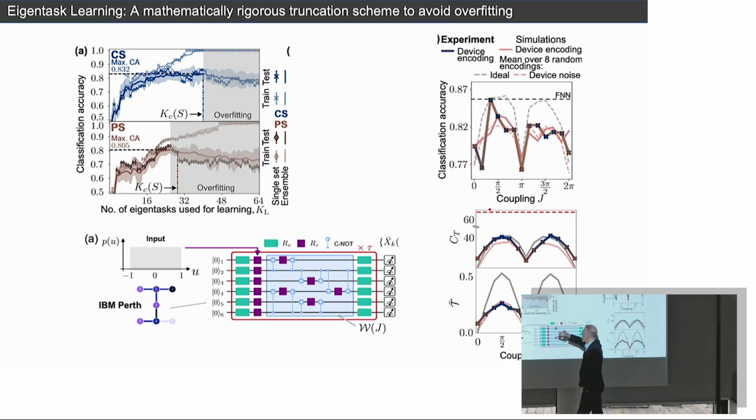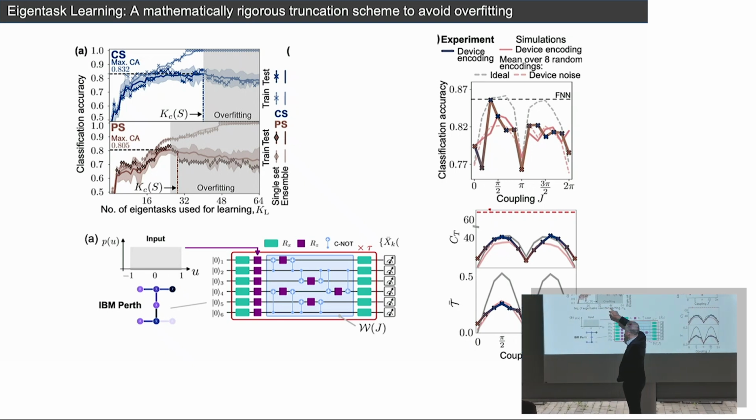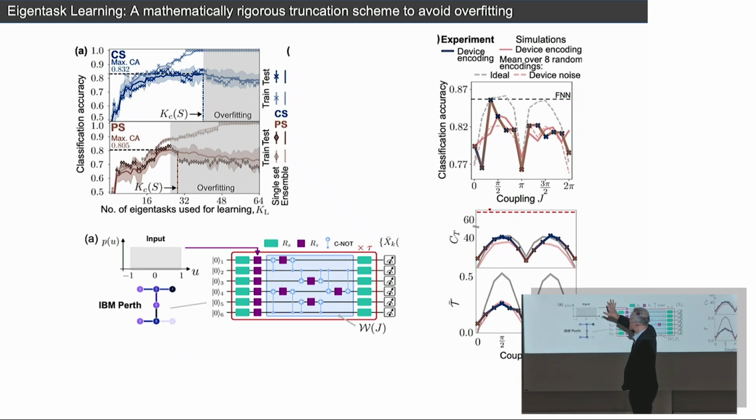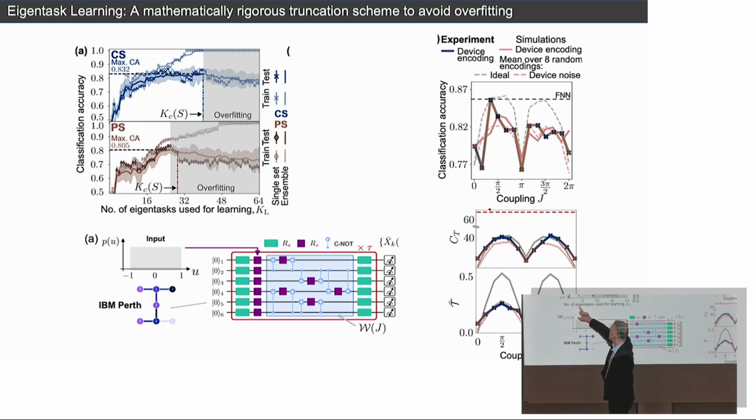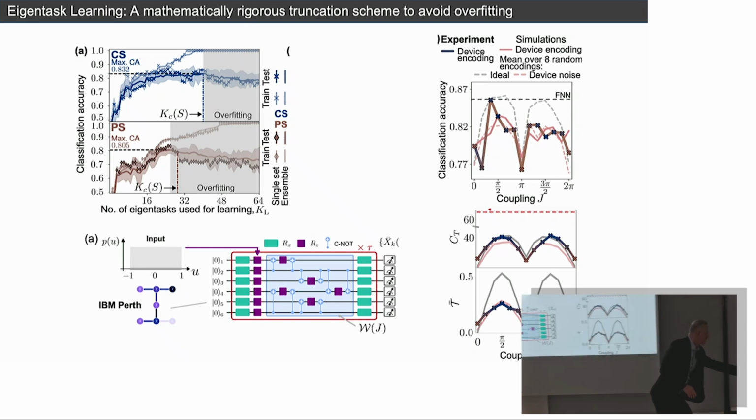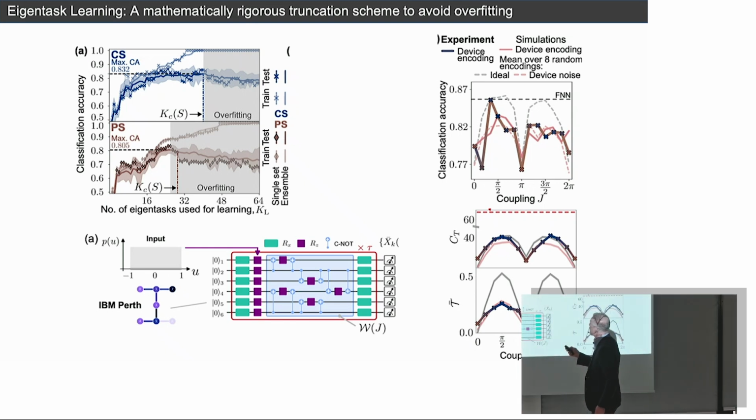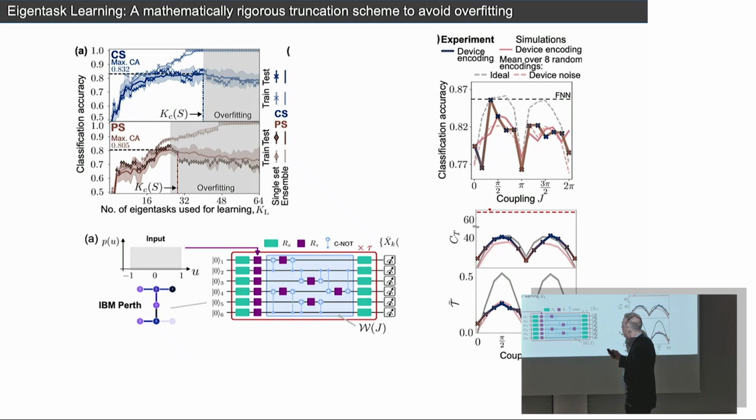And indeed, I'm plotting here the classification accuracy in a certain machine learning task, which is a toy task, as a function of the number of eigentask features used. You see there are many curves here, but I want you to pay attention. The upper one is for correlated encoding, and the lower one is for product state encoding. These lines show you training accuracy. And as you increase the number of features, the training accuracy peaks. It's almost 1.